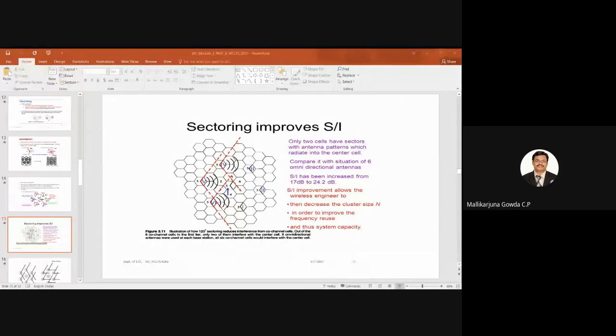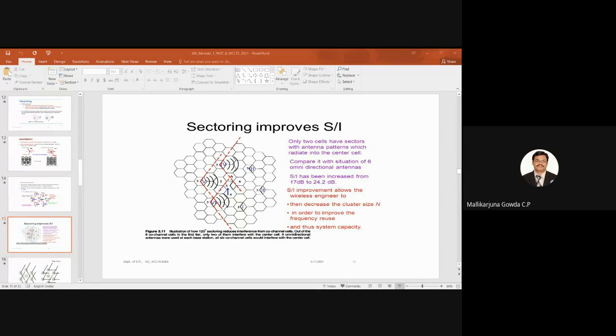By using this 120-degree sectoring, this center cell is experiencing co-channel interference from only these two co-channel cells, not from any of the other co-channel cells. It is away from these 4 co-channel cells. The center cell is not experiencing any co-channel interference from the other 4 co-channel cells. It is only experiencing interference from this and this. Hope you are getting my point.